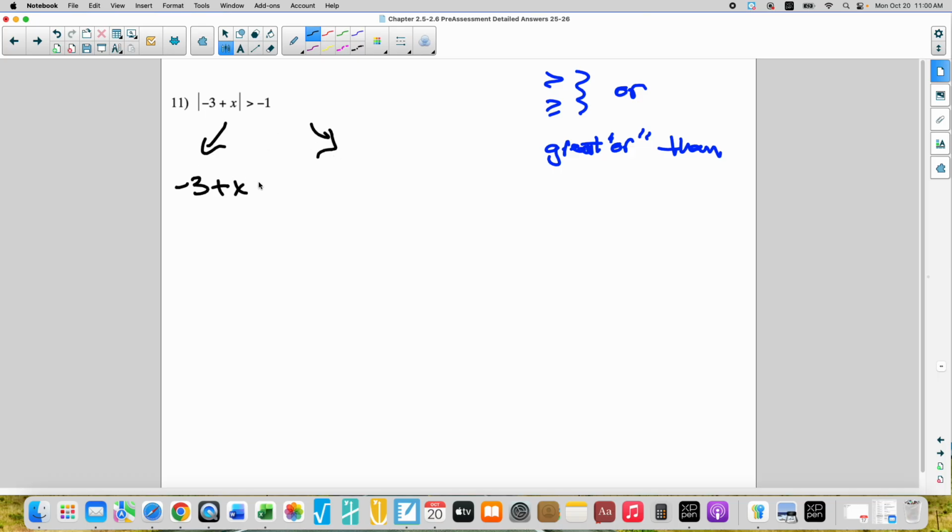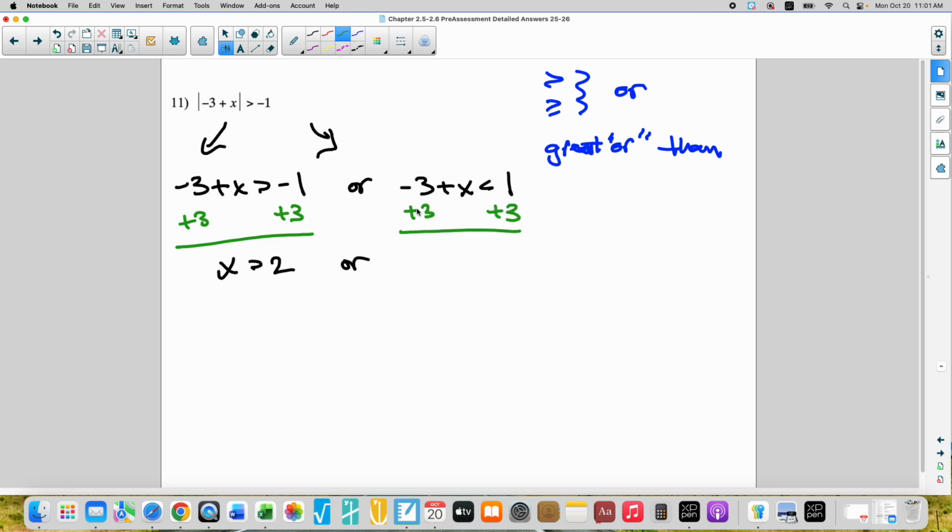-3 plus x is greater than -1, or -3 plus x is less than 1. We change the sign. Notice negative to positive, and we had to flip the inequality sign. We're going to add 3, x is greater than 2, or we're going to add 3, x is less than 4. So greater than 2 or less than 4. Let's do those.